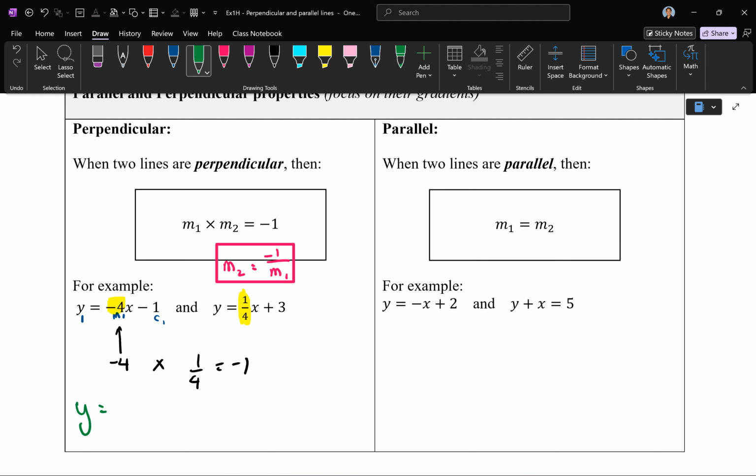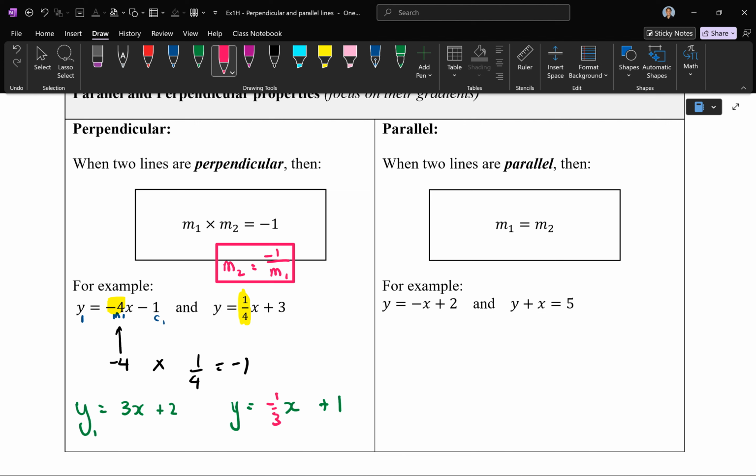Let's say I give you this. Let's say I give you 3x plus 2. So this is y1. What would the gradient of the second one need to be in order for them to be perpendicular? Have a think. Right. Yeah, negative 1 over 3.